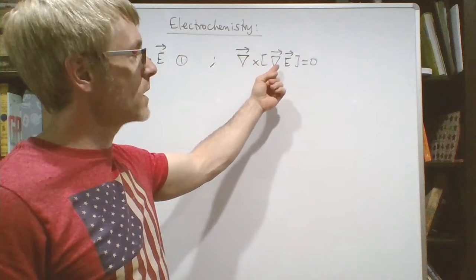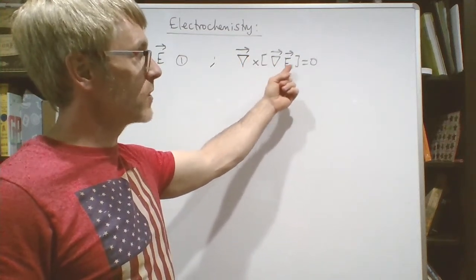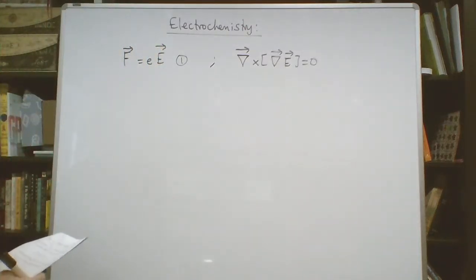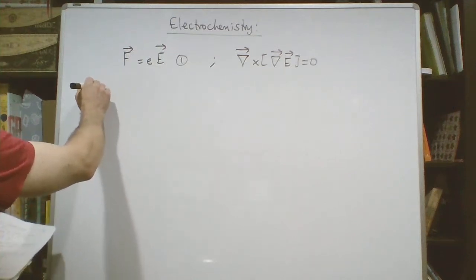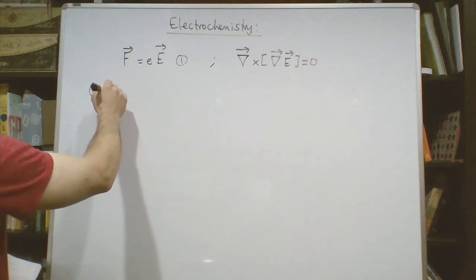So the curl of the gradient of our electrostatic field is 0. Okay, so there are two statements. We're going to take equation 1 and then we're going to multiply by dx.